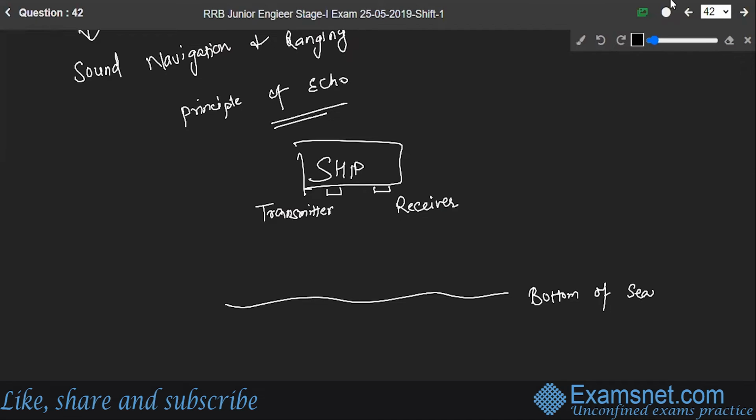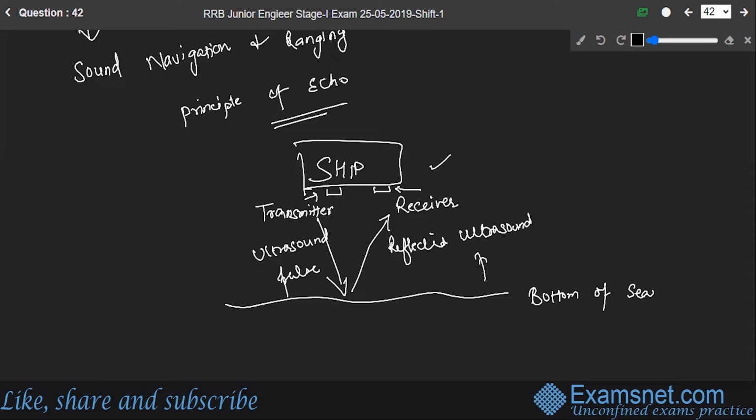So here is a small model of how it works. There's a ship, there's a transmitter over here, and a receiver over here. The transmitter sends the ultrasound pulse, which hits the bottom of the sea or whatever hills or small objects are in the water, and you have a reflected ultrasound pulse which gets passed to the receiver. These waves travel to the object on the seabed or somewhere in the sea, get reflected, and are sensed by the receiver or the detector.